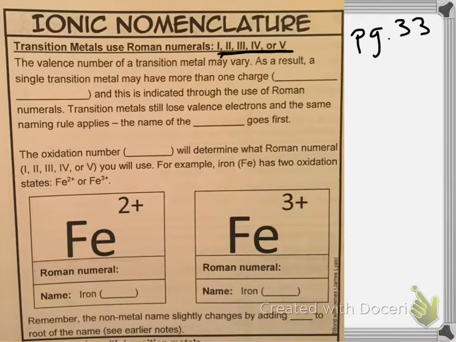That first one is 1, 2, 3, 4, 5, and so on. The valence number of a transition metal may vary. The valence number, so that means the number of electrons that a transition metal might lose when it becomes an ion can change. As a result, a single transition metal may have more than one charge, and we call this multivalent.